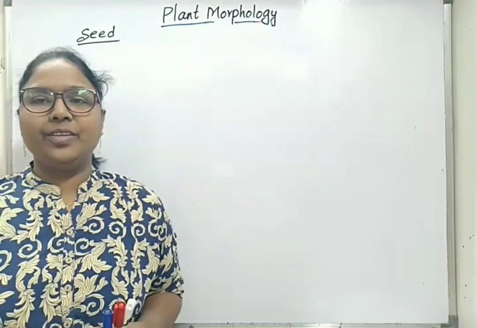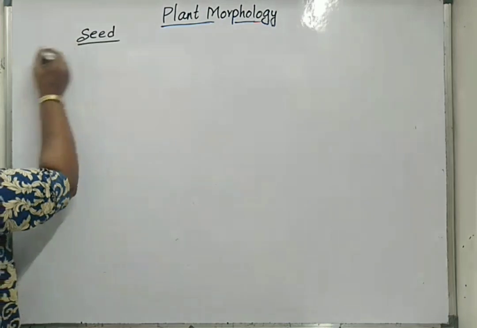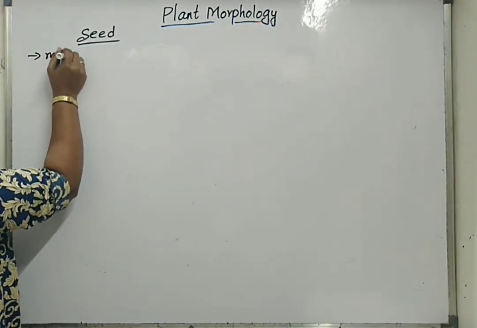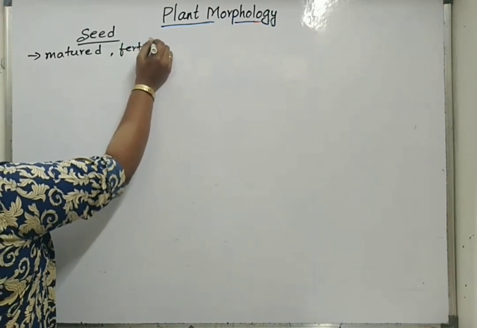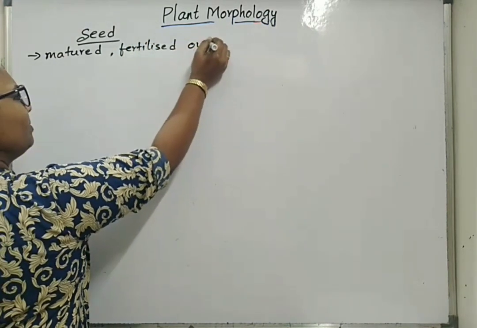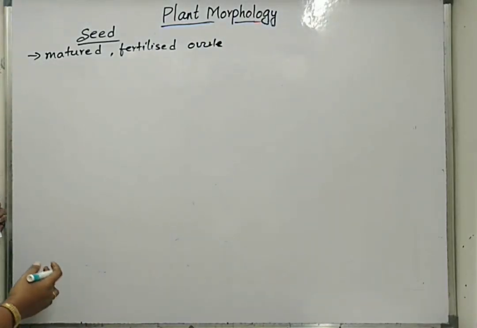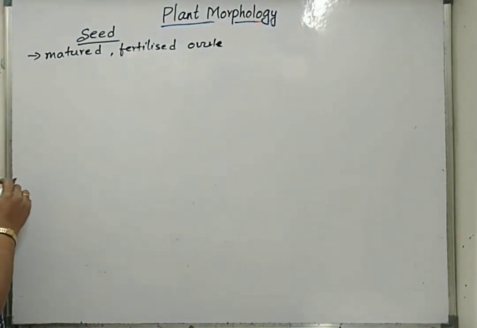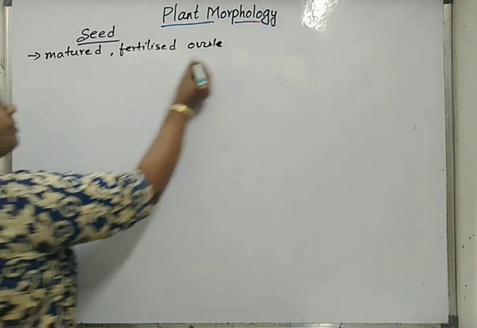Hello students, now we will learn about seed and its structure. Seed can be defined as matured, fertilized ovule. When ovule is fertilized and it developed in further, then it will get converted into seed. Study of seeds is called spermology.